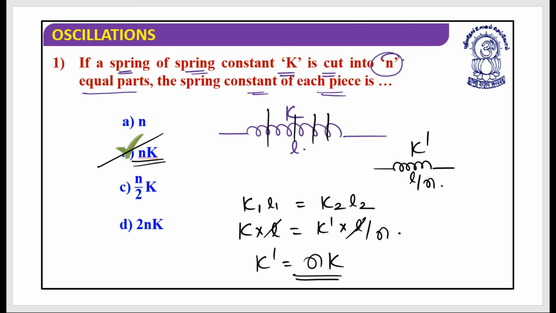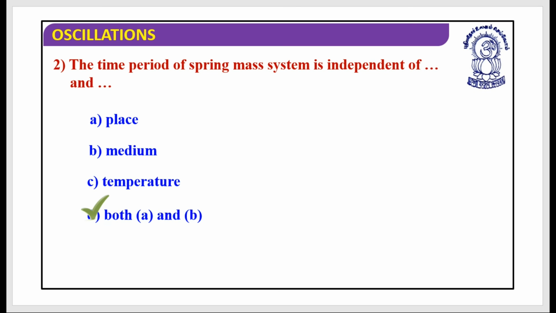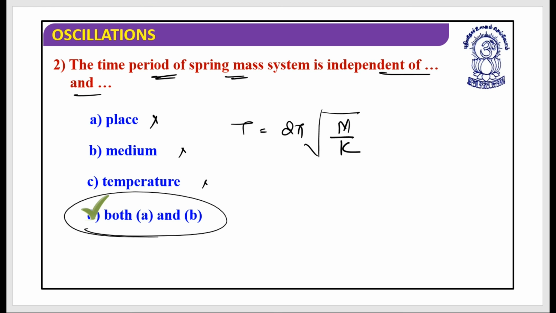Great. Ready for the next question? The time period of a spring mass system is independent of which of these? T is equal to 2 pi root of m by k. So it does not depend on the place, the medium, or the temperature. It is independent of both place and medium. So that means this is the correct answer. I hope you got this.